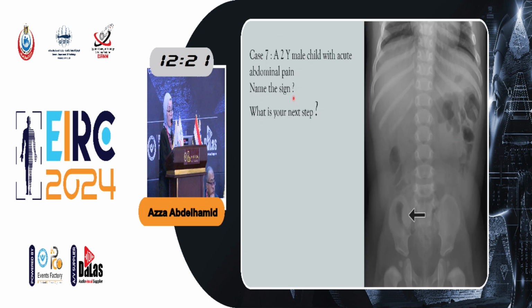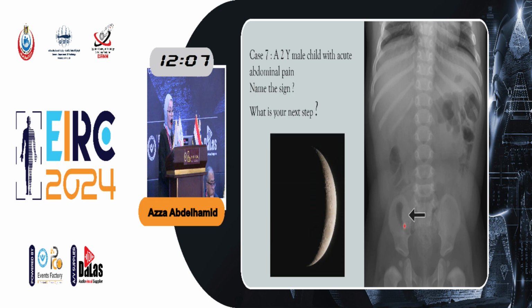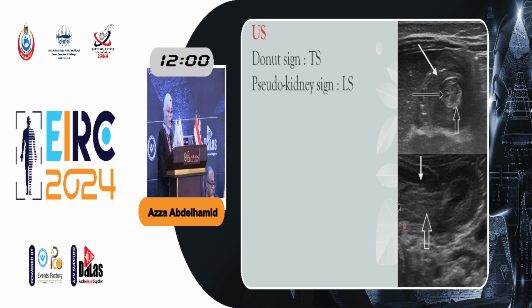Now, our next case, a 2-year-old male child with acute abdominal pain. Name the sign and what's your next step? This is the sign here. What's this? This soft tissue with crescentic appearance of the bowel loop here. That's called the half moon sign. You suspect intussusception. Next step is ultrasound.